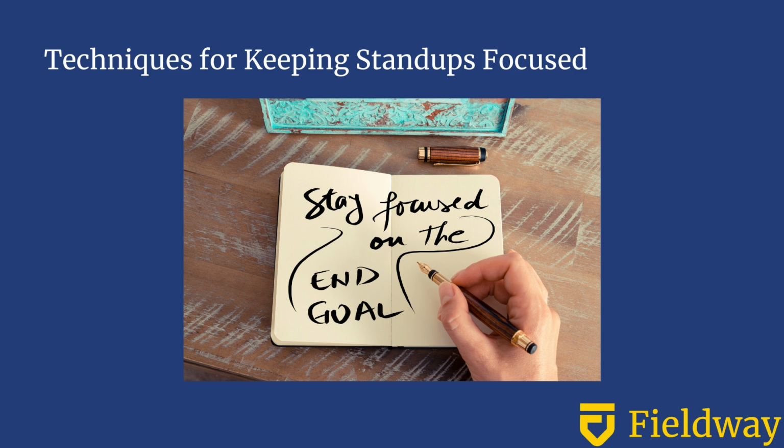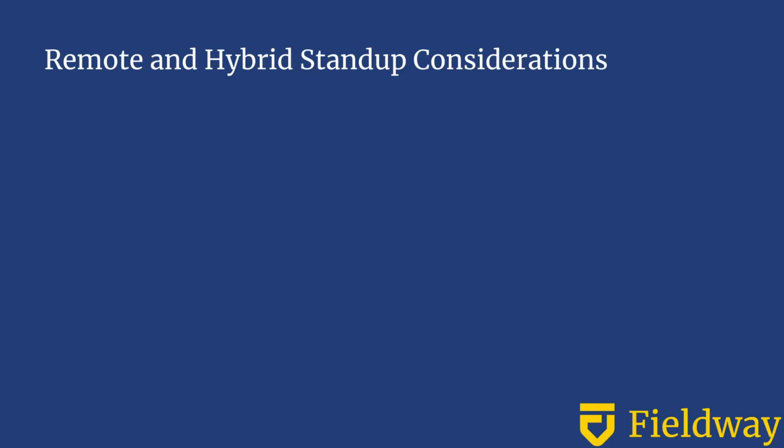Another effective technique is time boxing individual updates. Some teams use a timer app that everyone can see, giving each person 60 to 90 seconds to share their update. This creates gentle pressure to be concise without rushing people uncomfortably. For remote or hybrid teams, stand-ups require special attention. Beyond the basics of good video conferencing setup, consider these specific strategies.